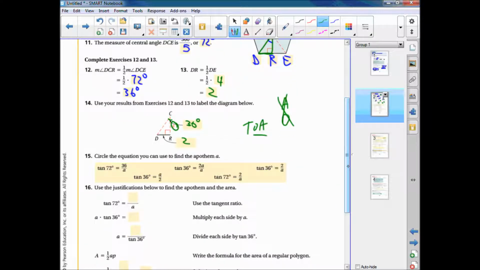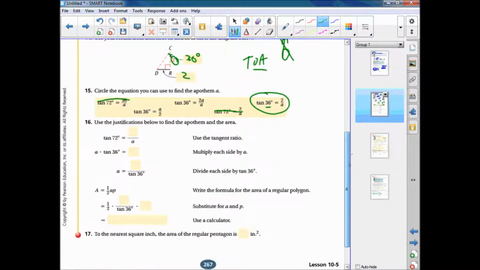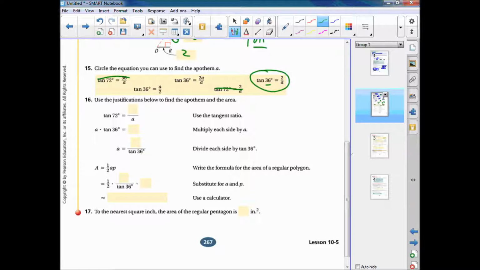All right, so we're going to find the right trigonometric ratio here to help us figure this out. So we're definitely going to be using tangent, and it's going to be the tangent of our angle, which is 36. So we can mark out the 72s out of here. Then the opposite is 2, so that only leaves the adjacent, which is the apothem. All right, so use the justifications below to find the length of the apothem and then the area. So the tangent of 72 degrees is equal to 2 over the apothem. So the tangent of 30, ooh, what in the world are they doing there?